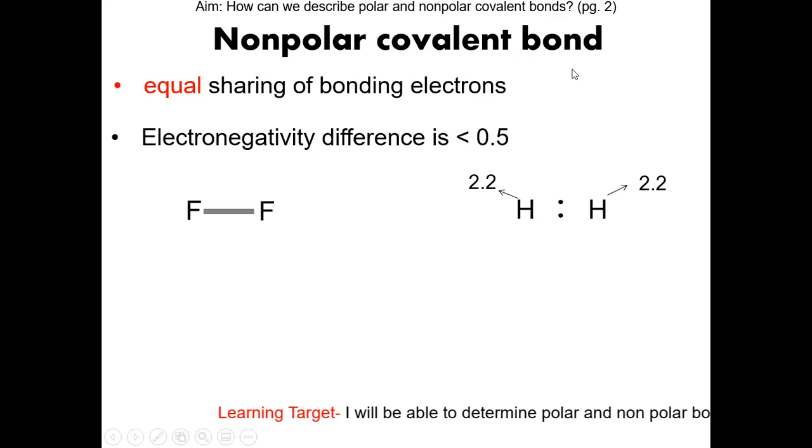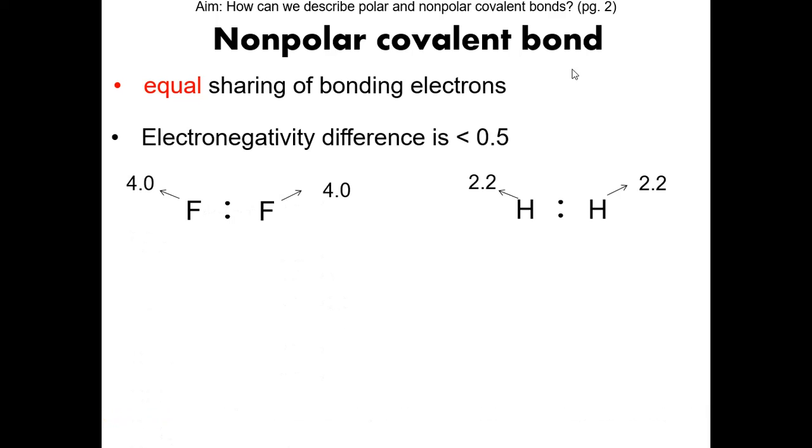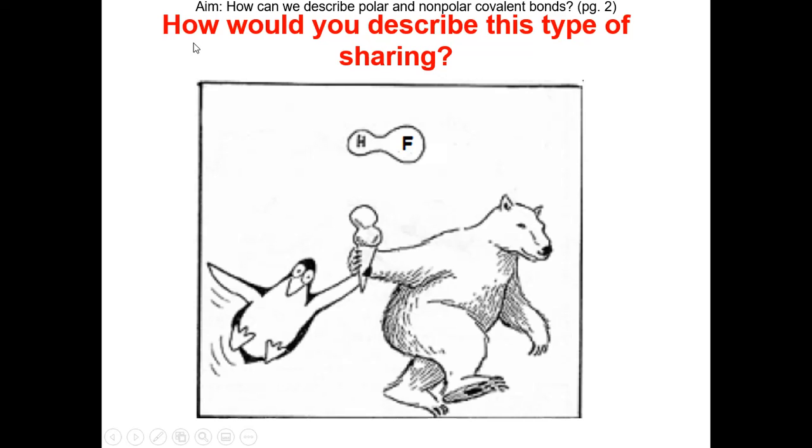Let's do another one. If we look up the value of fluorine on Table S, it is 4. And since each one is 4, the difference between these two will be 0. If you have a covalent bond between the same elements, it will always be nonpolar because the electronegativity difference will always be 0. Let's connect this to the motivation.